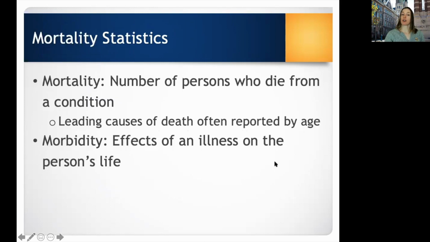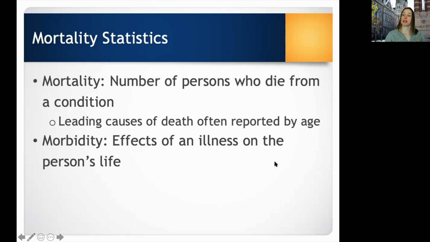Mortality is the number of people who die from a condition. It's the leading cause of death, often reported by age groups. So people who die at age 30, 40, 50, and so on.